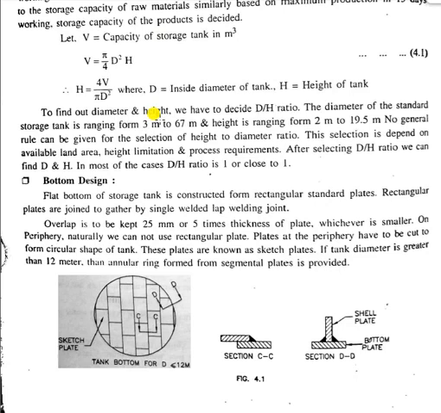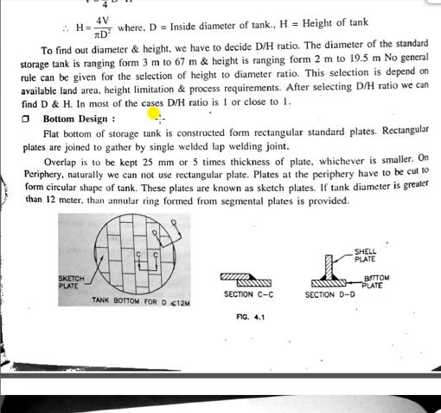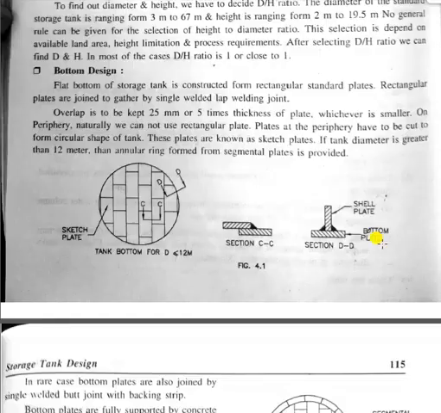Now, bottom design for the fixed roof storage tank. Here, section C is attached vertically, and section DD is perpendicular, and it is the shell plate which is connected with the bottom plate. And in section C there is overlapping, which is used to join the ring.